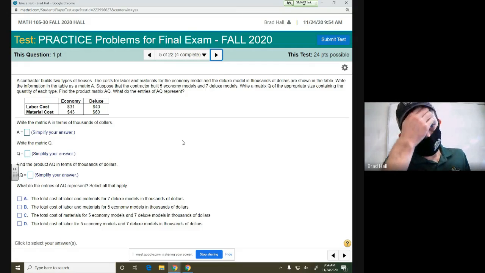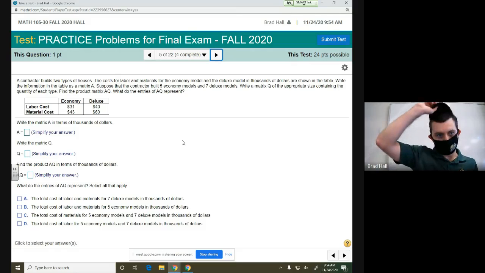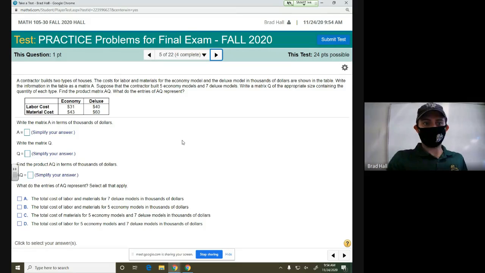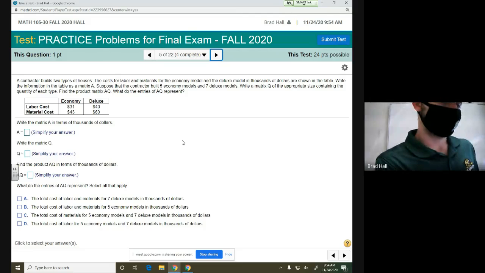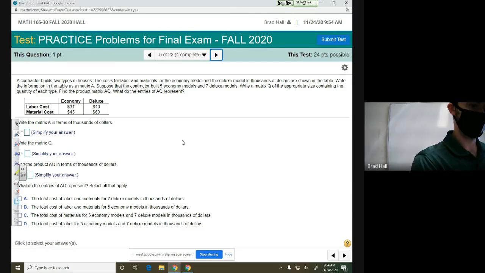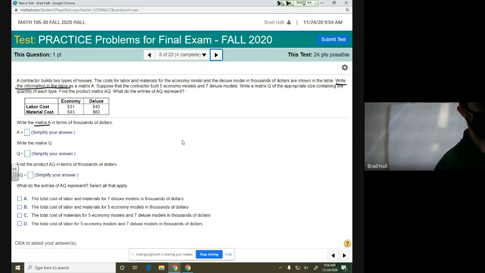Okay. So we have a problem here. So really they take a lot of this information and put it into a table for us. There is a little bit more information in the paragraph, but in reference to the matrix A, it says, write the information in the table as a matrix A. Okay, that sounds pretty straightforward. We can do that.